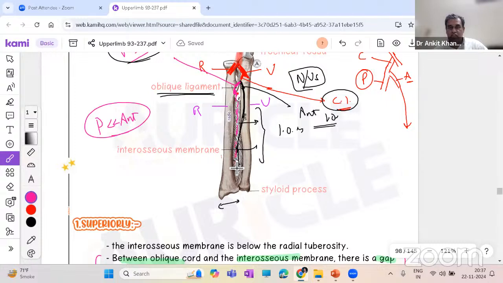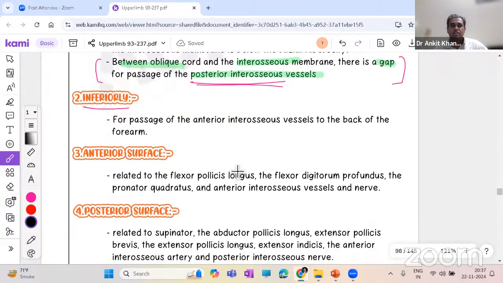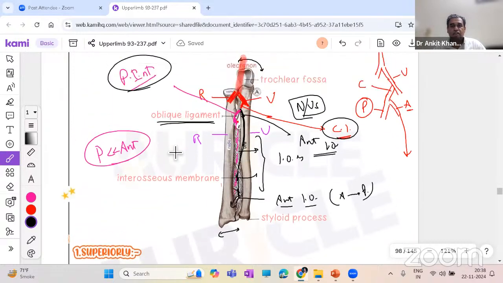So posterior interosseous artery, as it reaches the wrist area, it actually finishes off, the vessel itself finishes. Now what happens is this anterior interosseous from here will move backward. So at this gap, anterior interosseous artery will move from anterior to posterior through this gap. That is what they're saying over here: inferior, there's a gap for passage of anterior interosseous vessel to the back of the forearm. So here the anterior interosseous will pass through the gap and then come over here. That is the point. Try to understand this superiorly and inferiorly. Superiorly there is a gap for posterior interosseous and inferiorly there is a gap for anterior interosseous.